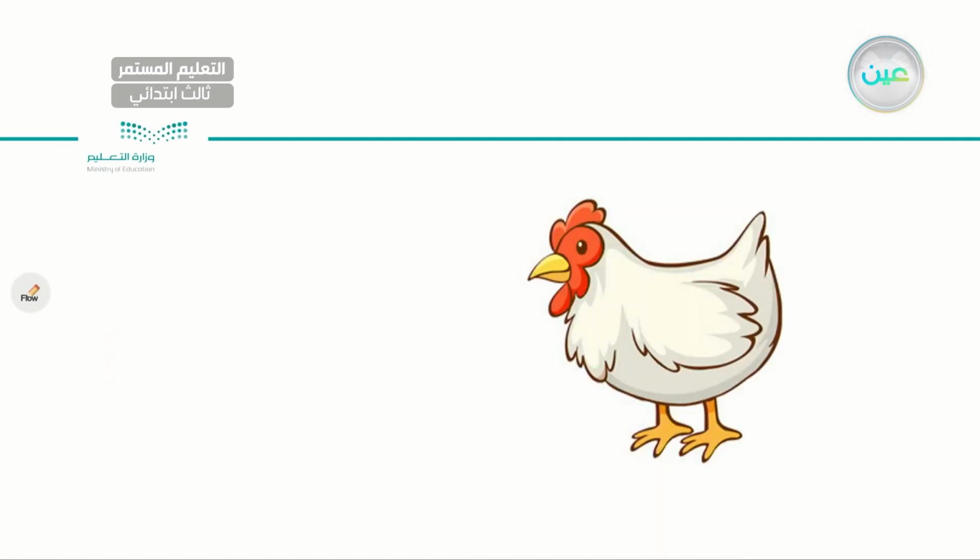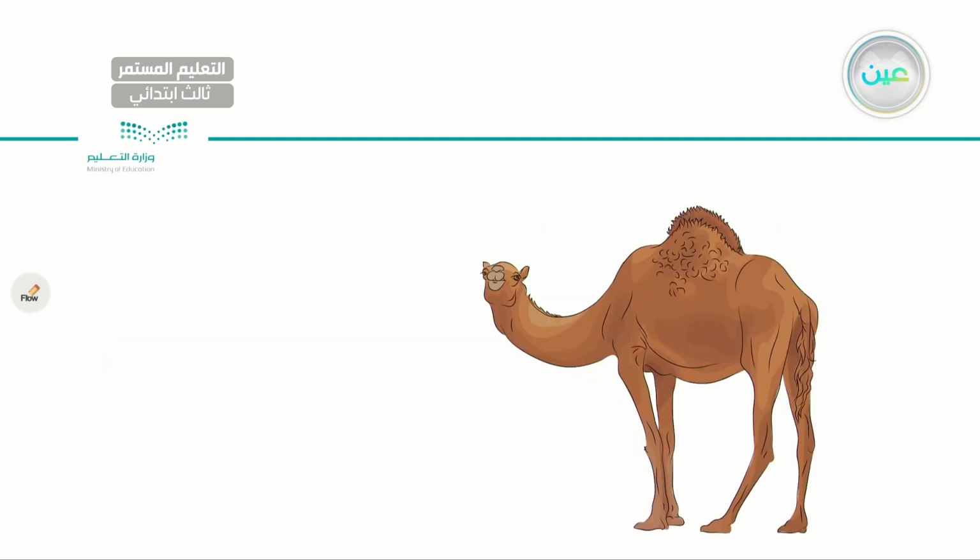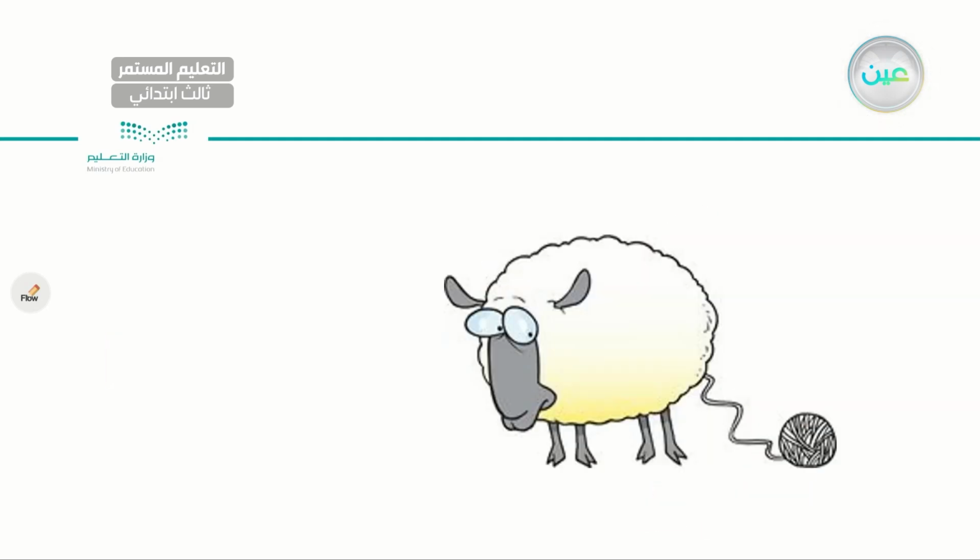How about this one? Can you name this animal for me? I have a chicken. A chicken. One more time, a chicken. One last time, a chicken. Very good. I have a single chicken. Next, what do I have here? I have a camel. A camel. One more time, a camel. One last time, a camel. Very good. I have one camel.